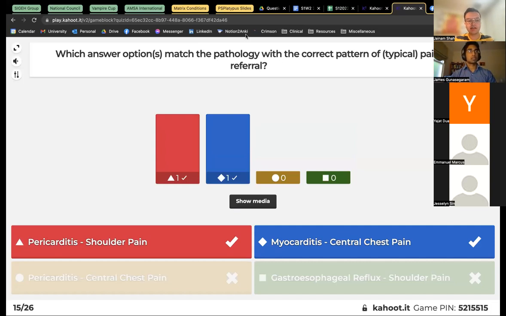But when it comes to the heart, pericarditis, think phrenic nerve, so that's shoulder pain. In gastroesophageal reflux, you're not really thinking about the phrenic nerve, so it doesn't make sense for there to be shoulder pain. With myocarditis, so you're thinking heart attack type stuff, that's going to be central chest pain. That makes a lot of sense. So that's why green and blue are both correct.